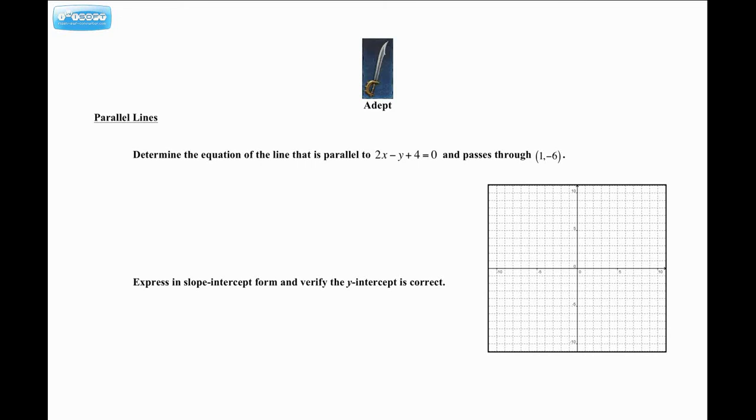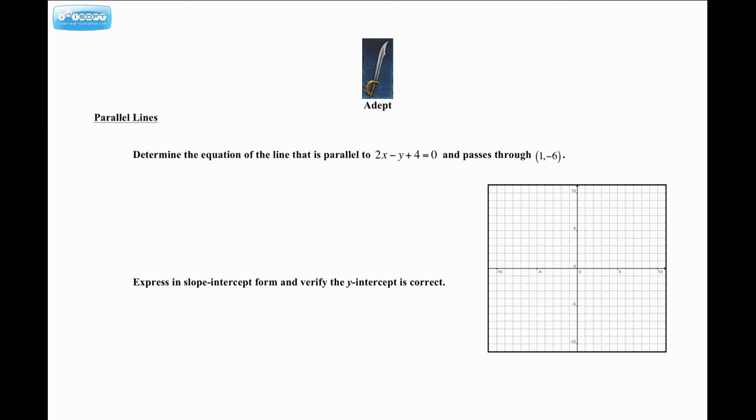All right. Moving on, this is the Adept level video for parallel and perpendicular lines. So in this video, we're still going to talk about parallel lines only. So first off, we want to determine the equation of the line that is parallel to 2x minus y plus 4 equals 0 and passes through (1, -6).